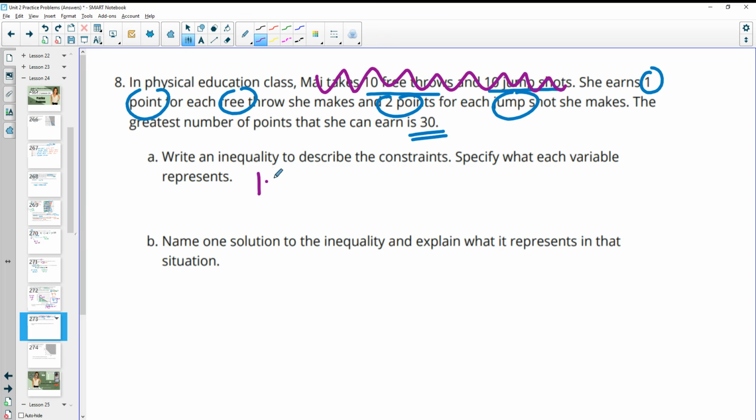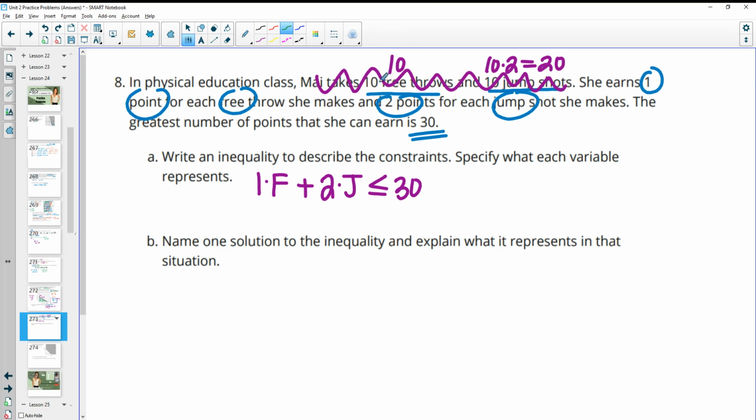she gets. She gets 1 point per free throw she makes. And then she gets 2 points for each of the jump shots she makes. And we know that this is going to be less than or equal to 30 points, because if she had hit all 10 free throws, she'd get 10 points. And if she had hit all 10 jumpers, she'd get 20 points. That's where that 30 is coming from. But so the number of shots she makes or the points she gets has to be less than or equal to 30. So then name one solution and explain what it represents.